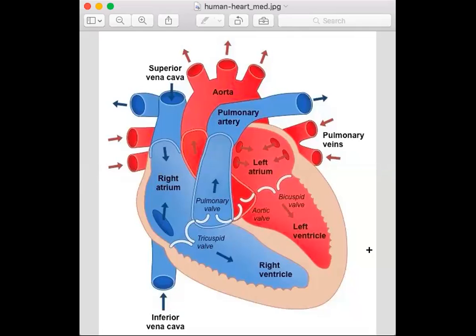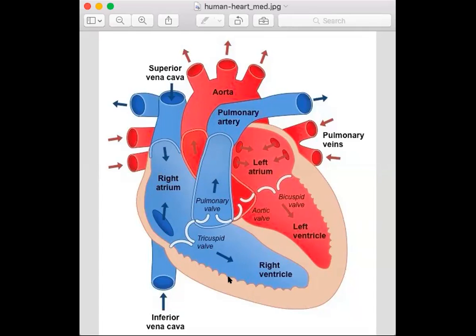So this is a picture of the human heart. This is a lot clearer than the one that I drew. You can see there's the right atrium, the left atrium, the right ventricle, and the left ventricle. You can also see that the left side has the oxygenated blood and the right side has the deoxygenated blood. Like I said, the blood is going to enter the heart through the atrium, and it's going to leave the heart through the ventricles.